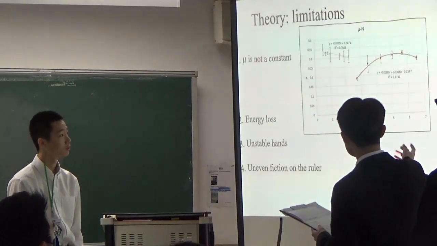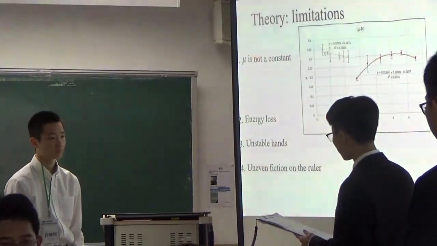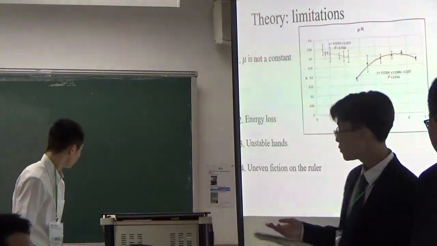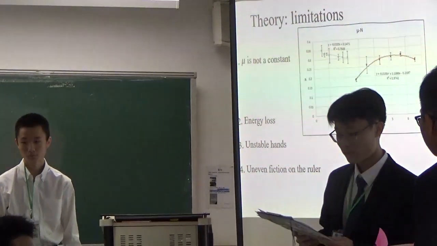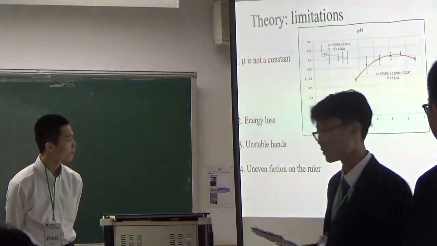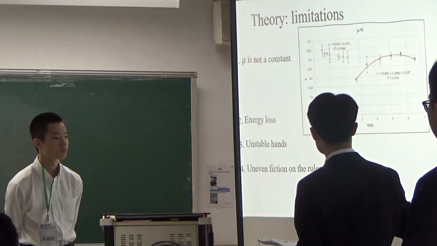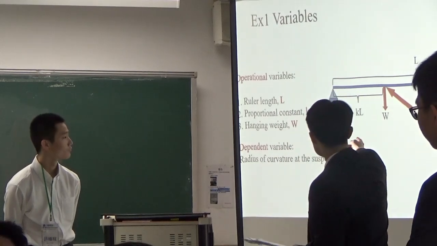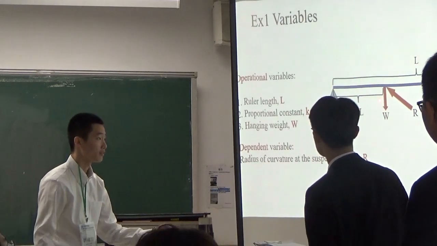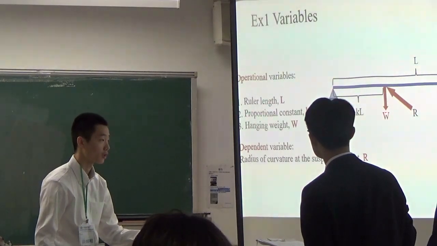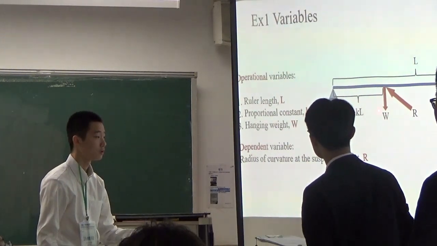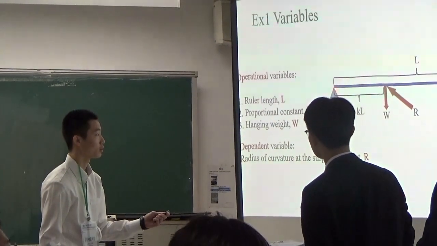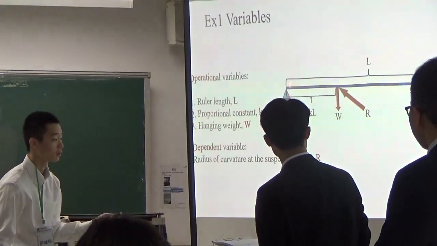You say that different normal force will cause a different friction coefficient? Yes. Okay. And about page 16, what does KL mean? KL means the position where I apply the force or hang the weight. K is a proportional constant, the proportion between this distance and this distance.